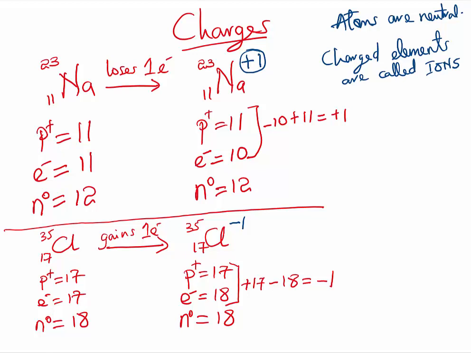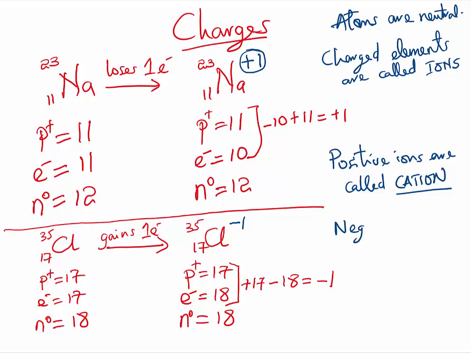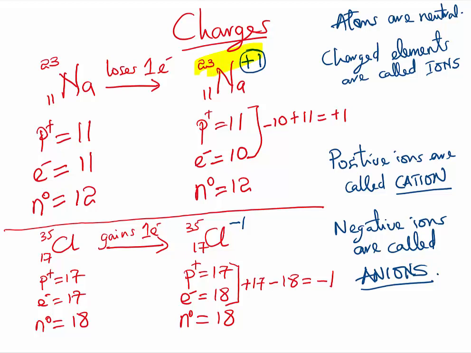But we have two types. We have positive ion and negative ion. Positive ions are called cations, while negative ions are called anions. Remember those terminologies. So the meaning of this is this: when an atom loses an electron, it becomes a cation.